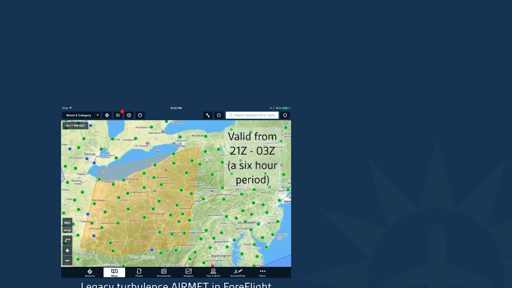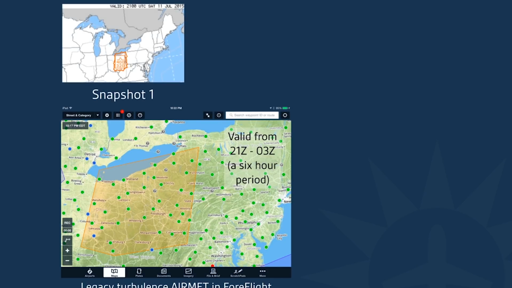So here's a good example that explains why Graphical AIRMETs can be so useful to pilots. Here's a legacy AIRMET for turbulence in ForeFlight. And this particular AIRMET, if you were to tap on it, would say the valid time was from 21Z to 03Z, a 6-hour period. But here's the first snapshot of the 12 for AIRMETs for that particular event.